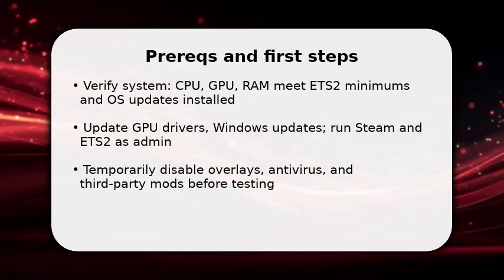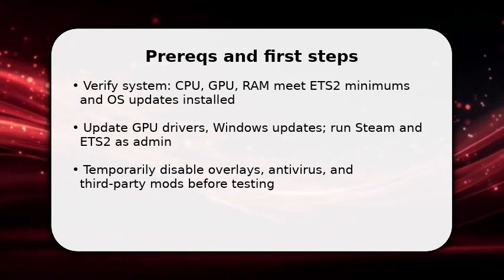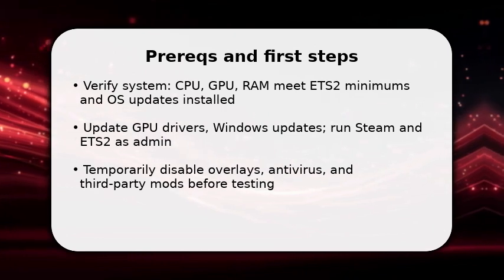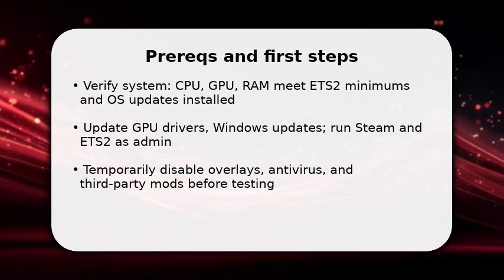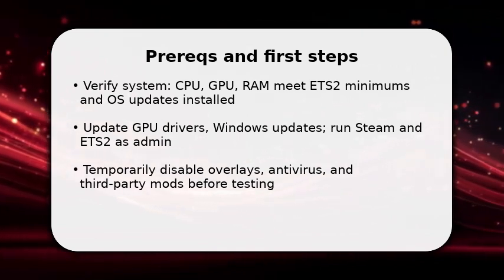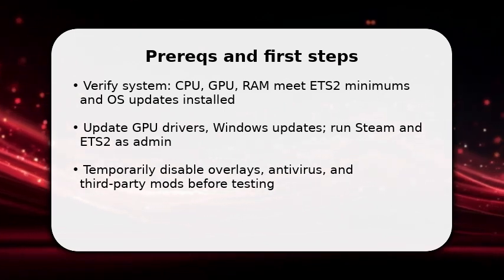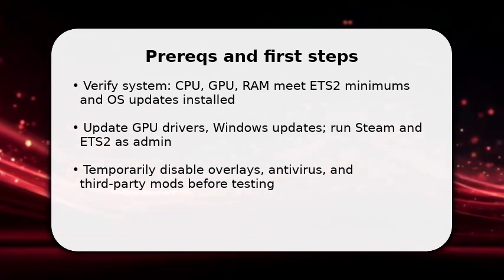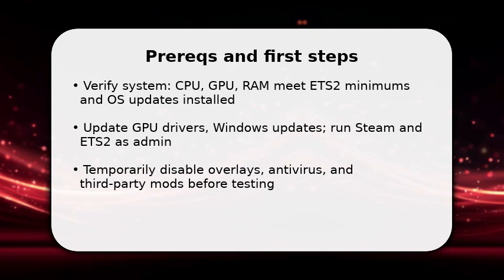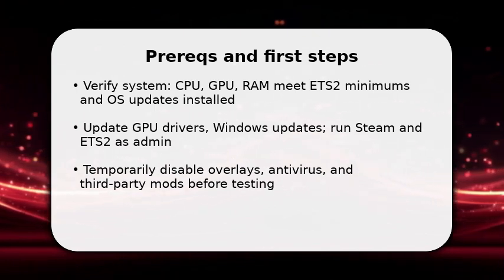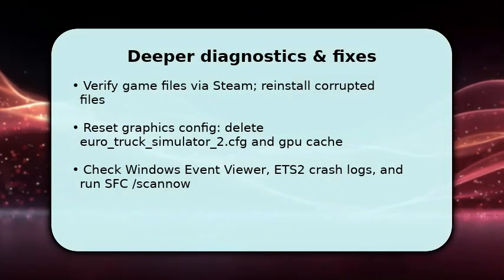You start by confirming prerequisites, system specs, OS updates, and disk space. Next, update your GPU drivers and run both Steam and Euro Truck Simulator 2 as administrator so permission issues are ruled out. Once done, disable overlays, Steam, Discord, antivirus real-time protection, and any third-party mods or launchers. These often cause immediate crashes. Doing these first narrows down the cause rapidly, so you can reproduce the error without extra variables and proceed to targeted fixes.